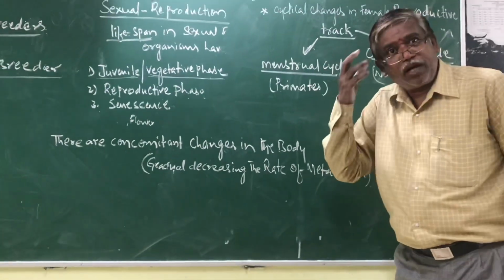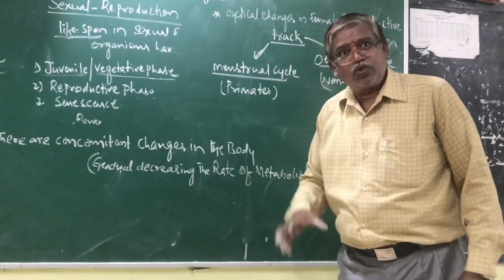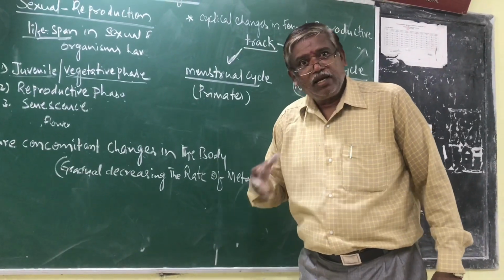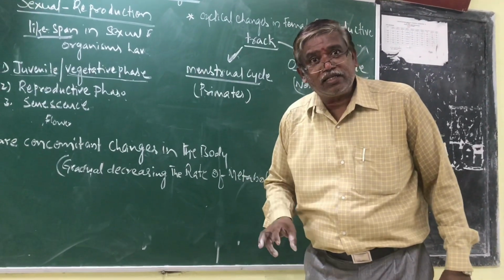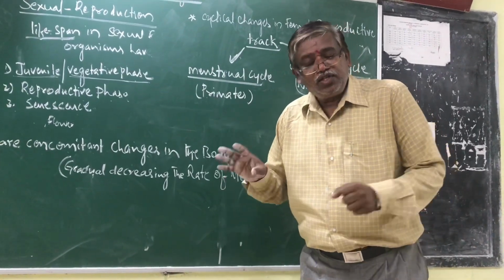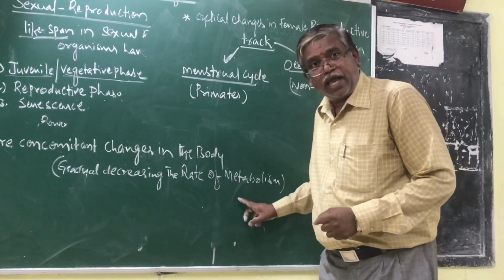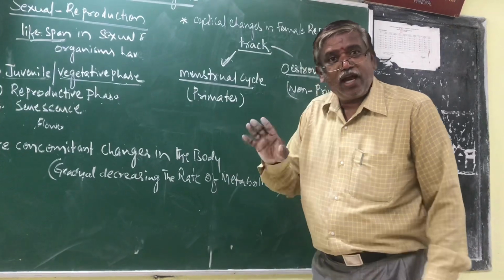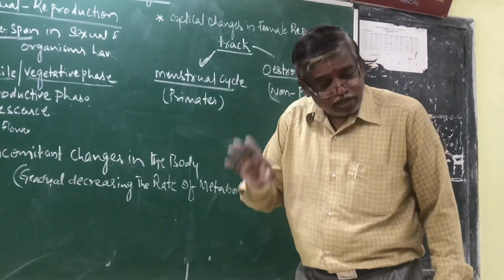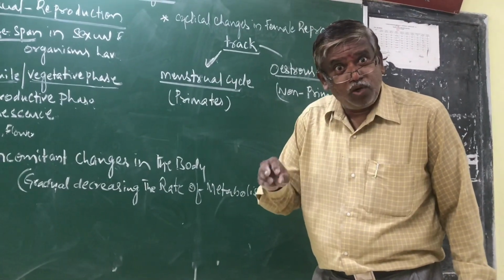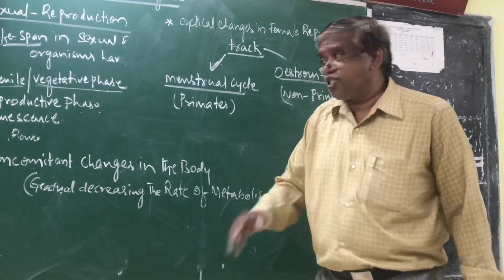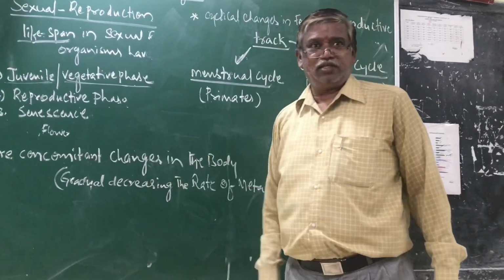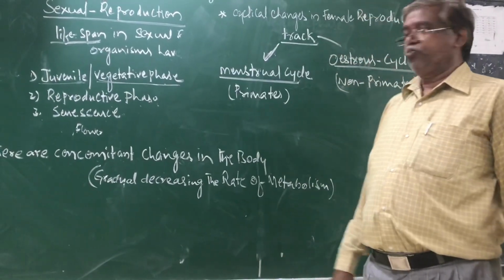Thinking, that is the brain function, decreases. Muscular contraction decreases. Digestion decreases. Breathing rate decreases. Generally, the rate of all metabolic activities decreases at the old stage, old age. The old age is called senescence.